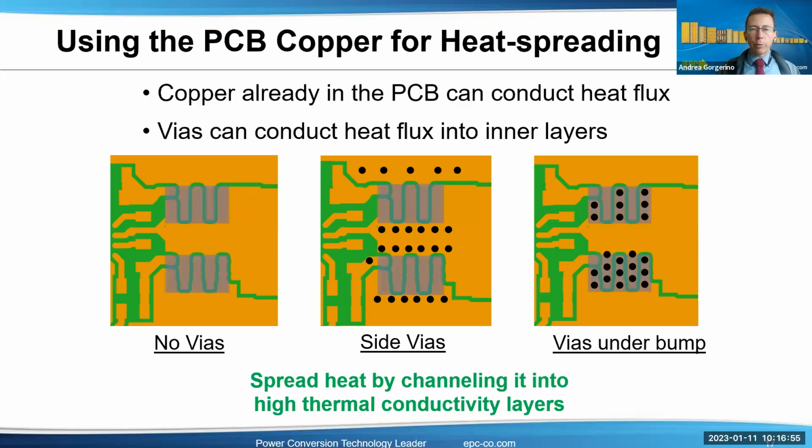So let's talk a little bit about these 2 paths. So the first one is towards the PCB. Of course, here we want to use basically the PCB copper for heat spreading. And we do that basically with vias. So on the left-hand side, you have a design without any vias. And so what we want to do is we want to add vias. We can do that by adding vias around the device themselves, right? As you can see in the middle picture. Or we can add vias under the bumps themselves, as you can see on the right-hand side. This is typically what we do on all of our reference designs. It provides really the best performance to utilize the PCB to dissipate heat.